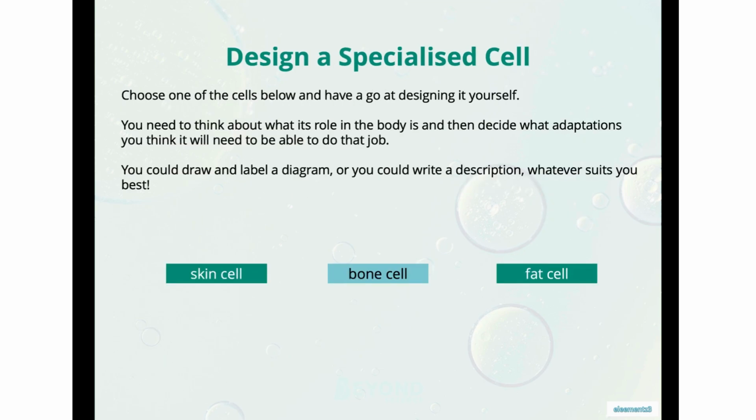Design a specialized cell. Choose one of the cells below and have a go at designing it yourself. You need to think about what its role in the body is and then decide what adaptations you think it will need to be able to do that job. You could draw and label a diagram, or you could write a description, whatever suits you best. Skin cell, bone cell, and fat cell.